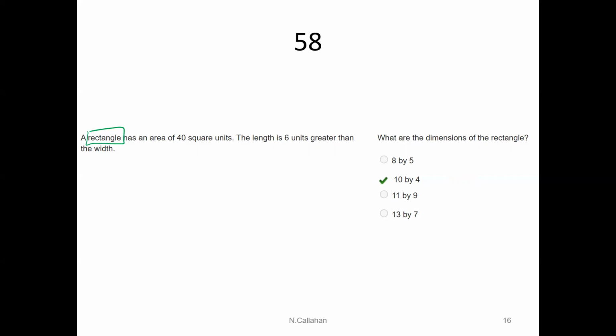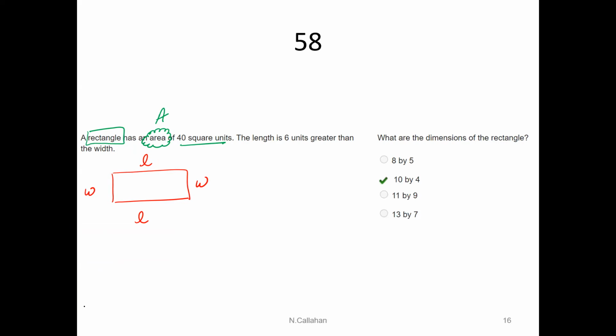So it's a rectangle. Are we looking at perimeter, circumference, area, volume? What are we looking at? What does your question say? Area. Okay. And it's equal to 40 square units. So let's draw a rectangle. Now let's label it. Your length is always going to be the longer side, and your width is going to be the shorter side.